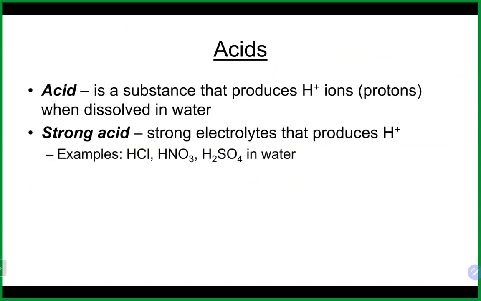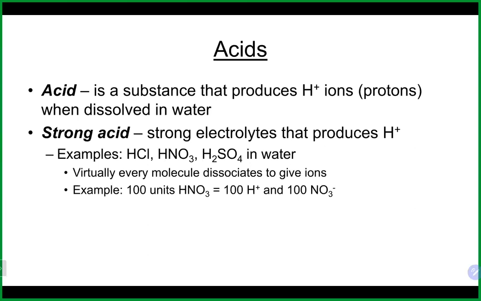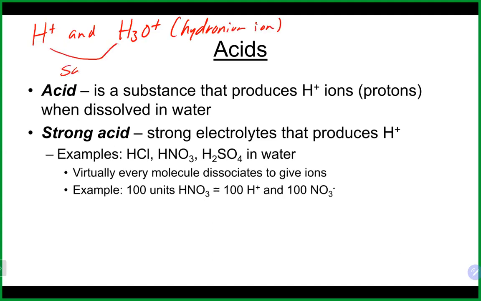So what is an acid? An acid really is a substance that will produce H+ ions in solution. One really important thing when we talk about acid-base chemistry is this idea: H+ and what is known as H3O+, the hydronium ion, are basically the same thing.